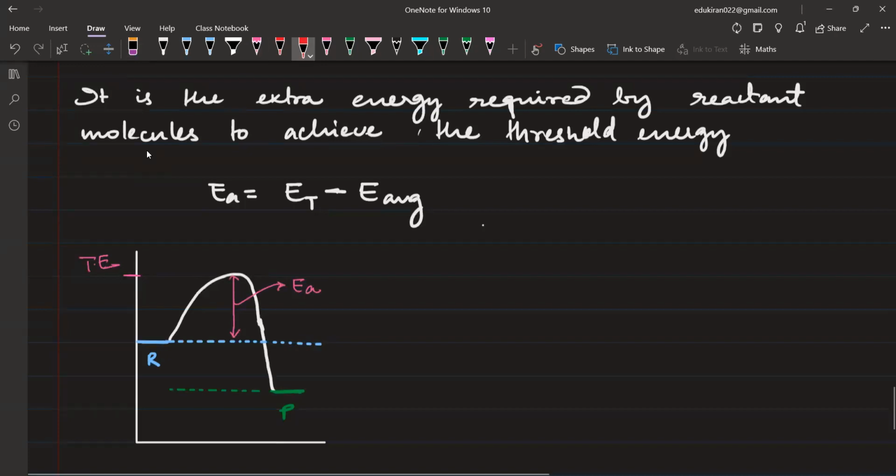Then this energy, the energy between the reactant and product, this is known as delta H. That is the enthalpy of reaction. So these are the important things that you need to understand. यहाँ पे आपके पास this is potential energy and here we have reaction coordinate.